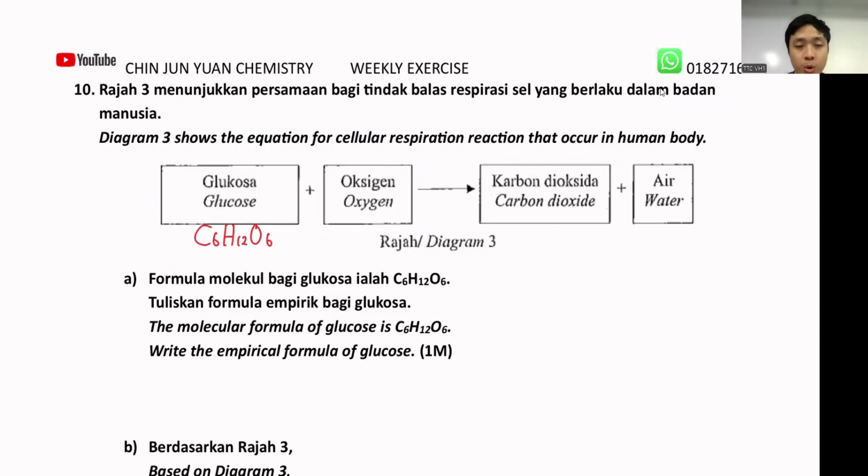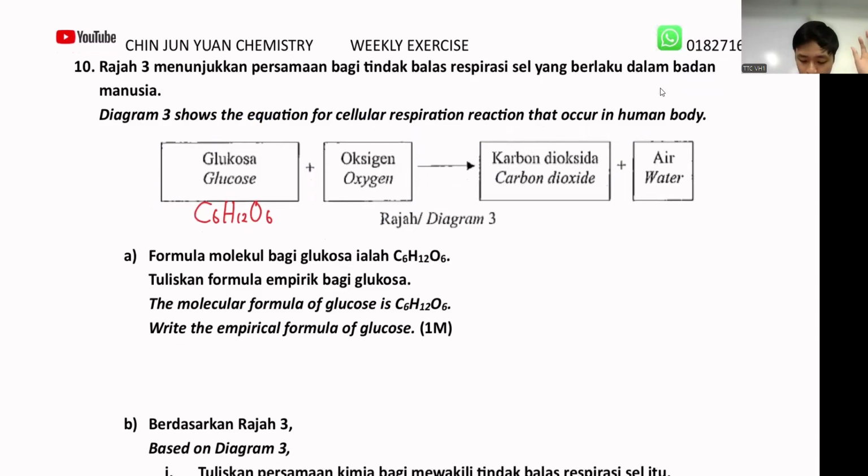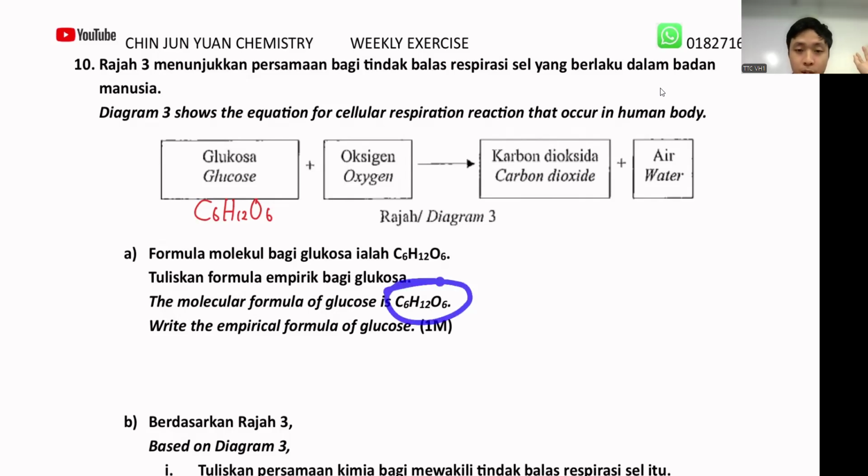But in some exams they won't tell you, so you have to know by yourself. So, write the empirical formula of glucose. Now this is the molecular formula, the real formula. But if they ask for the empirical formula, it means you have to get the simplest ratio of the number of atoms. It means the whole element is divisible by 6. So when you divide by 6, you will get C, 6 divided by 6 is 1, H12 divided by 6 is 2, O6 divided by 6 is 1. So CH2O.